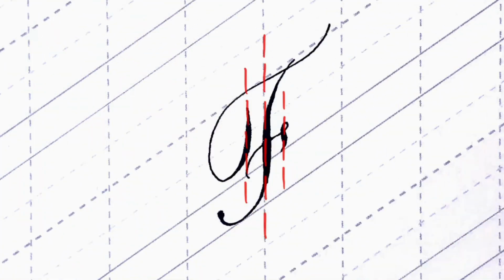In this letter, you want to look at the shades should be parallel to each other on the slant, including the little crosshatch.